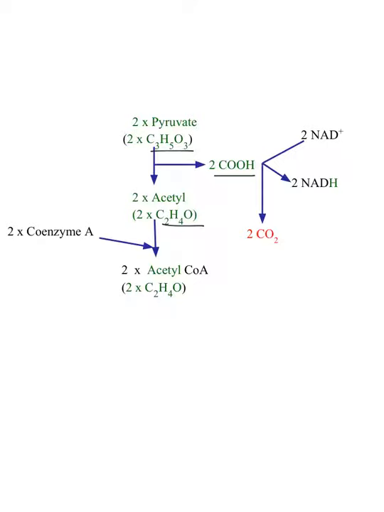Now note that this happens twice because you've got 2 pyruvates. You end up with an acetyl molecule, just as we did before. And just as before, coenzyme A comes in, joins temporarily with it to become acetyl coenzyme A. Now we're ready for the next set of reactions, the rest of the citric acid cycle.